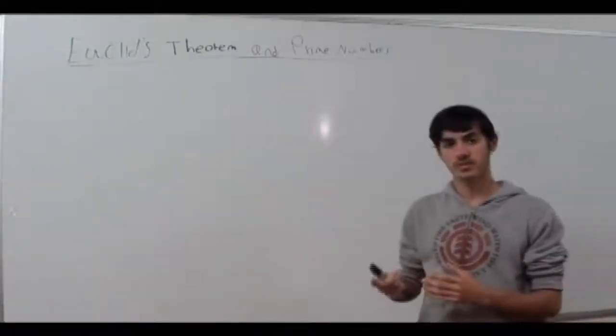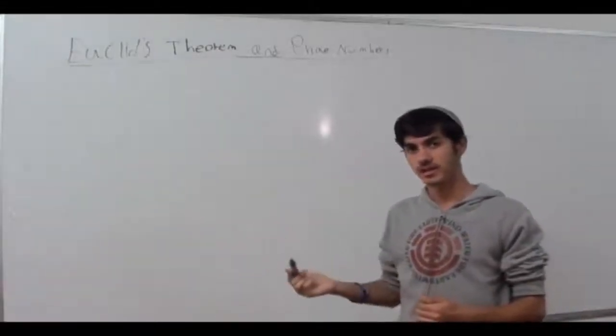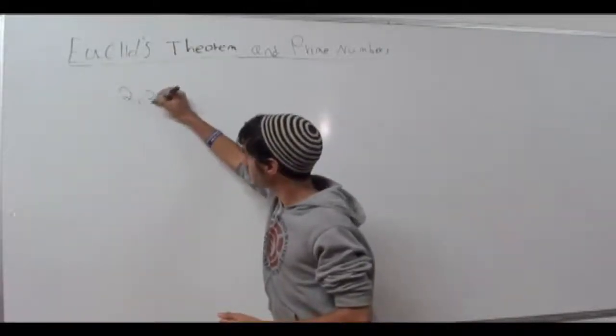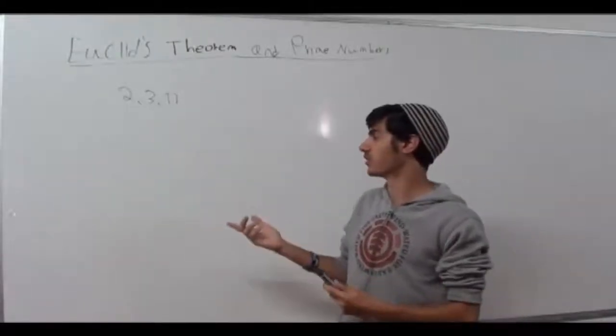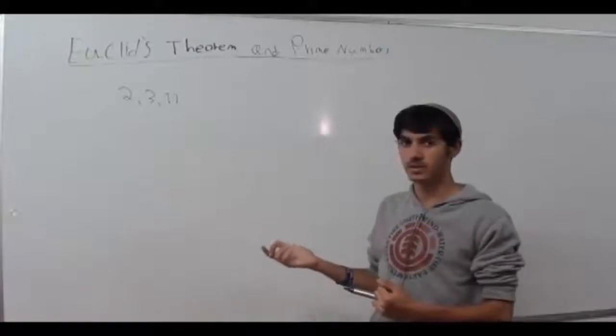So first of all, what is a prime number? A prime number is any number that is divisible only by itself and by the number 1. So for example, the numbers 2, 3, and 11 are all prime numbers. 2 can only divide by 2 and 1, 3 can only divide by 3 and 1, and 11 can only divide by 11 and 1.